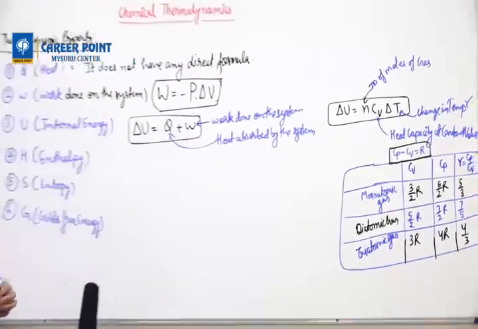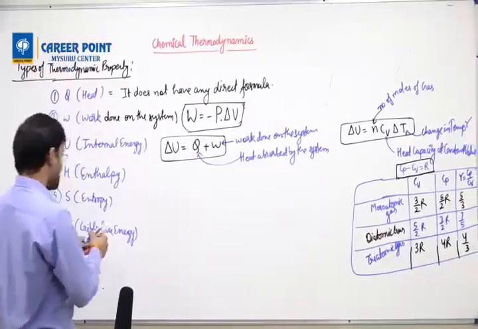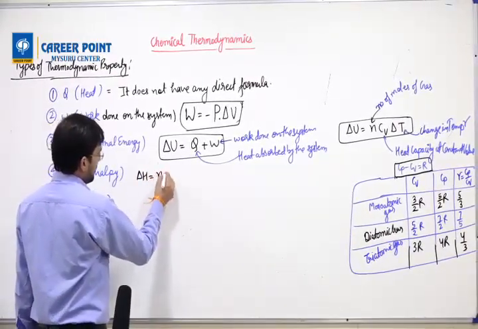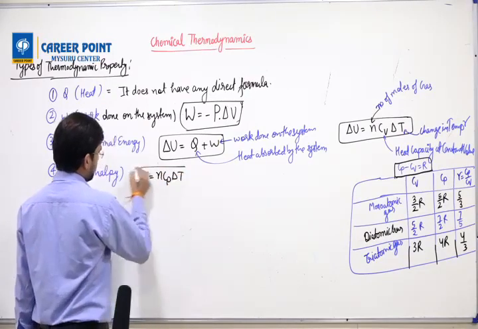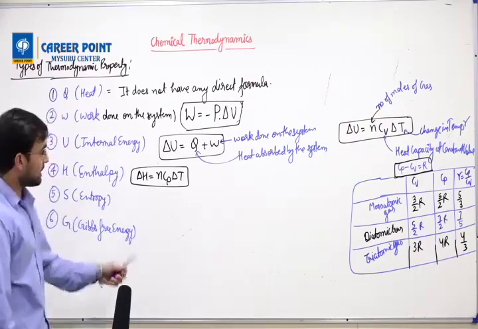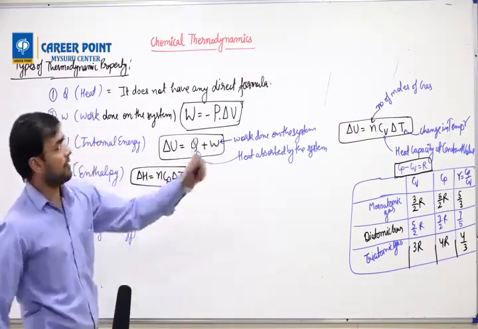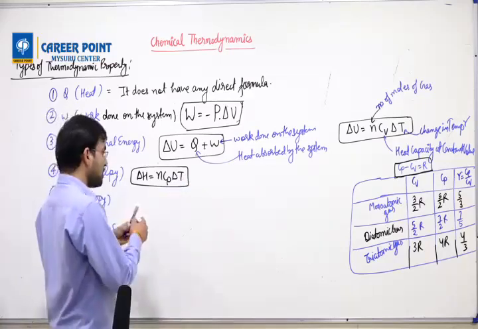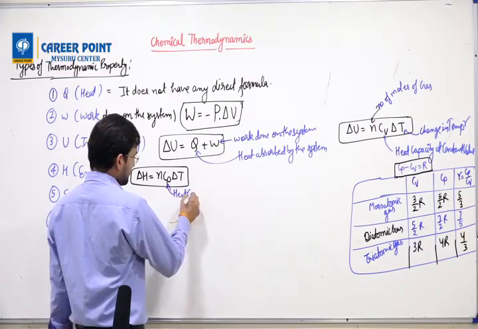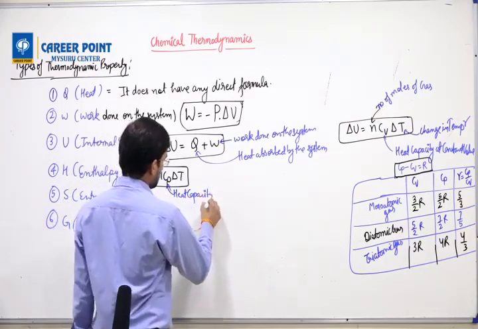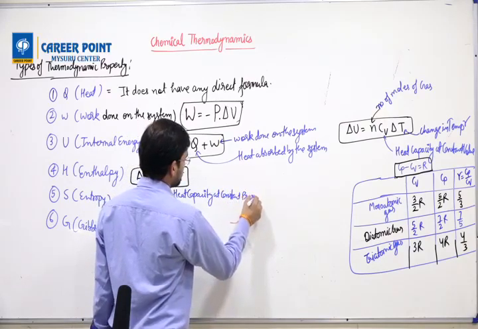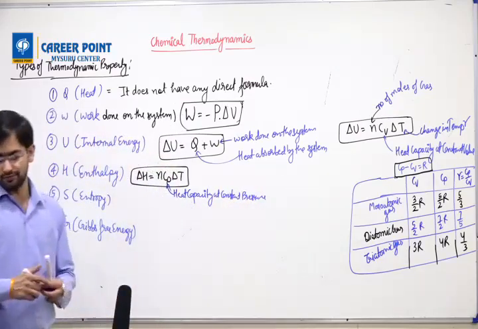Now it comes to delta H. Delta H equals to NCP delta T. That is a direct formula. What is N? Number of moles. CP is heat capacity at constant pressure, whose value I already told you.